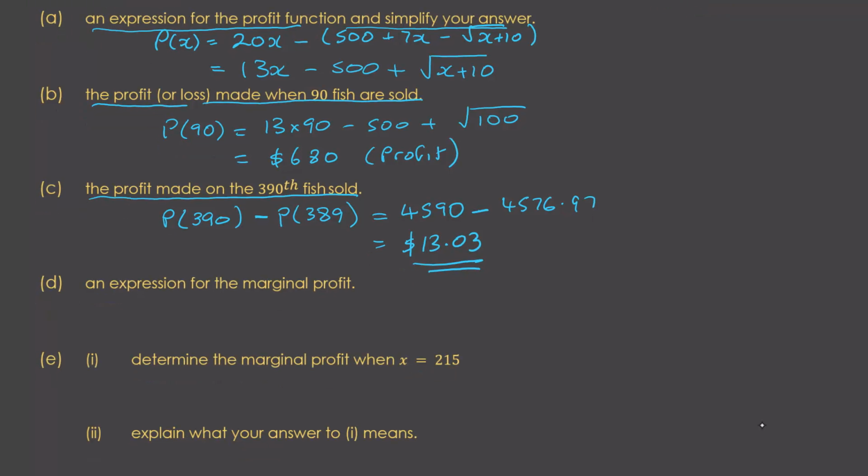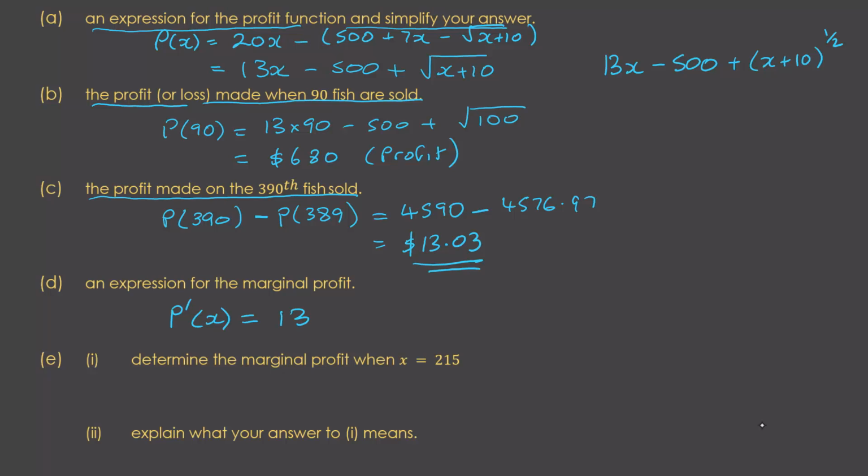We want an expression for the marginal profit. Now the marginal profit is P dashed. So it's what you get when you differentiate the profit. So remember what we've got here is 13x minus 500 plus x plus 10 to the power a half.